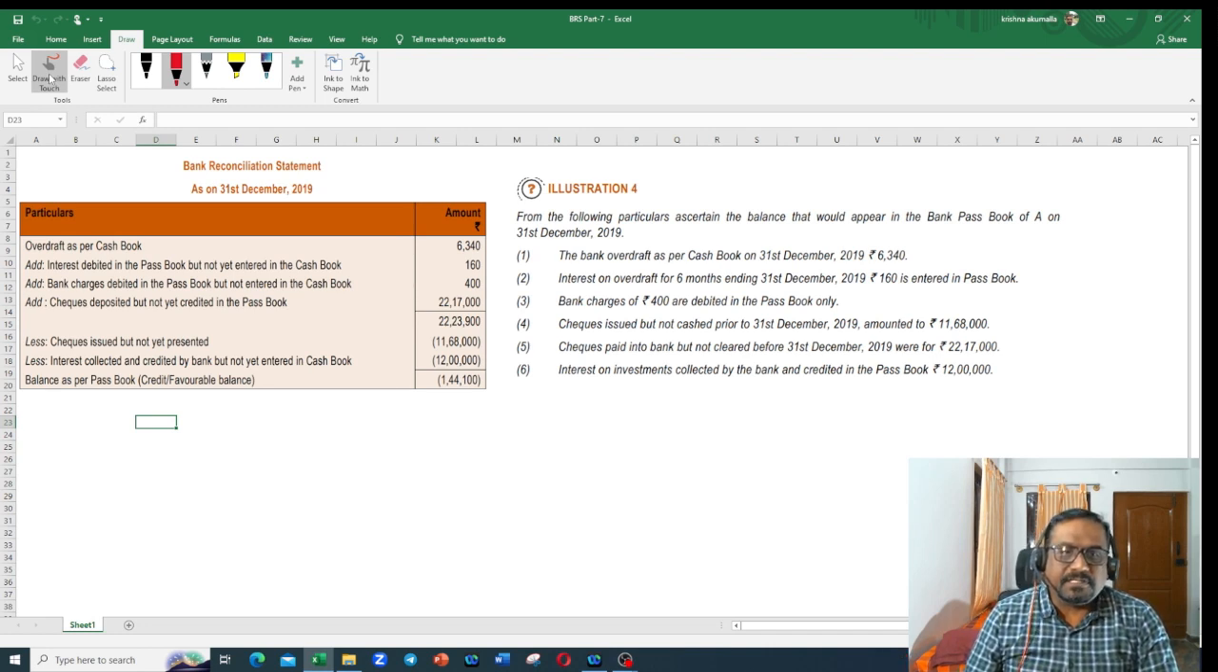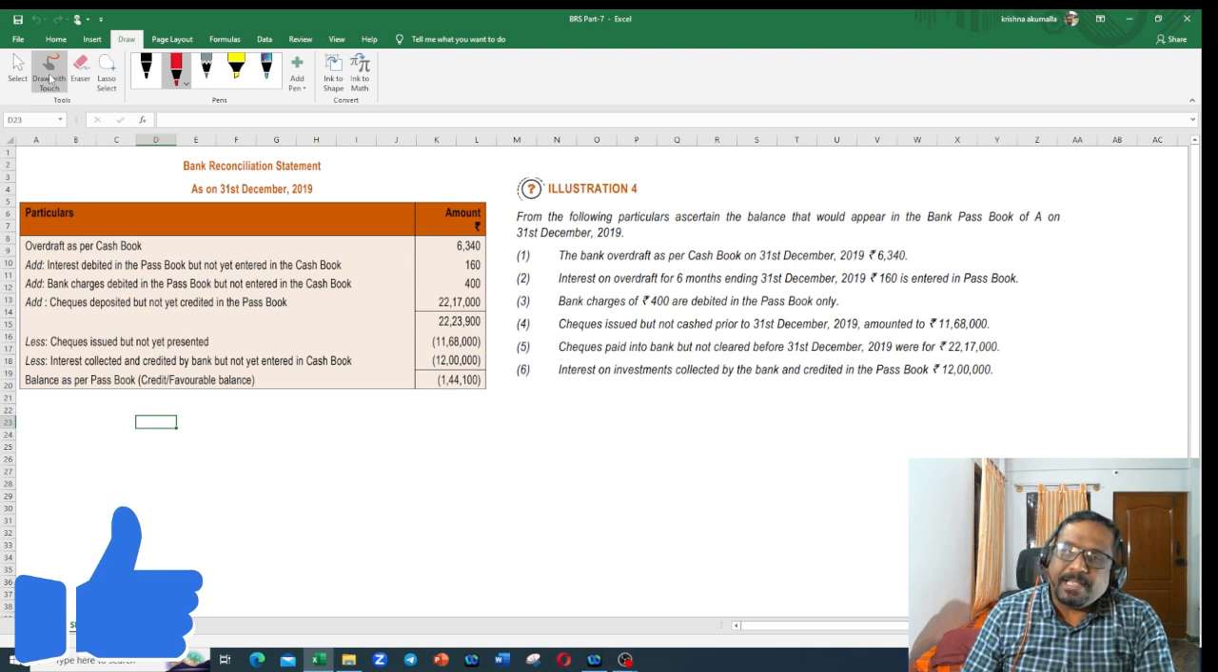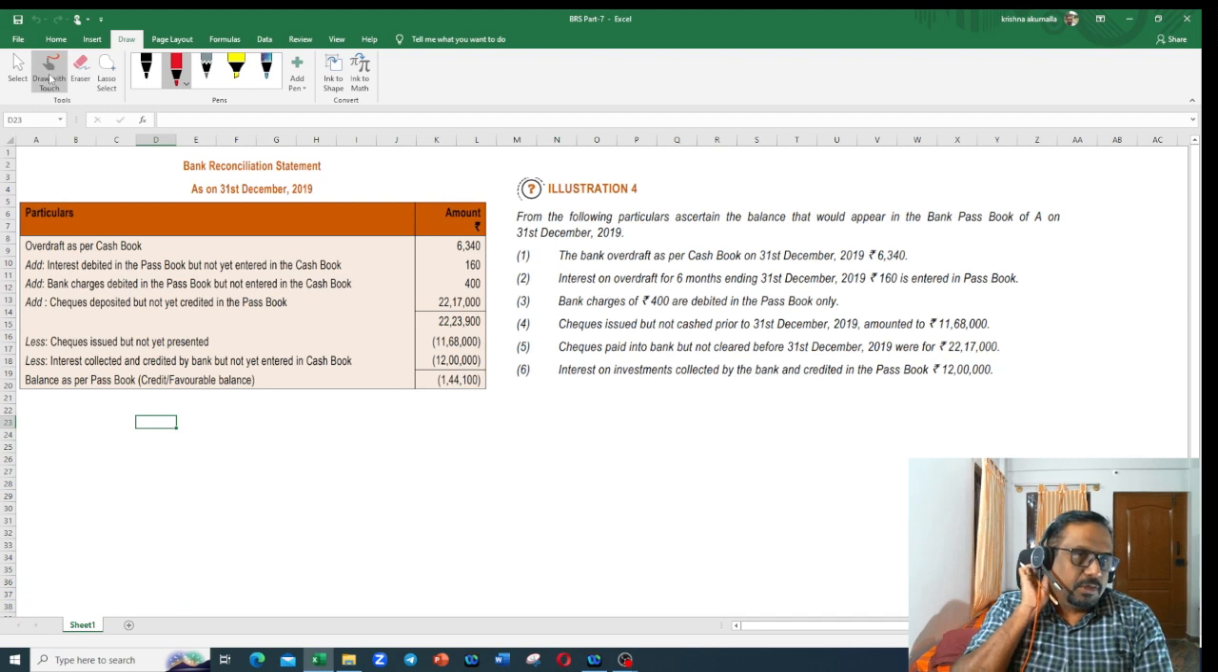Interest on overdraft for 6 months ending 31st December 2019, 160, is entered in the passbook. Bank charges 400 are debited in the passbook only. Checks issued but not yet cashed prior to 31st December 2019 amount to 11,68,000. Checks paid into bank but not cleared before 31st December 2019 were 22,17,000. Interest on investments collected by the bank and credited in the passbook is 12 lakhs. These are the transactions given in the problem. So the balance as per cash book is given.